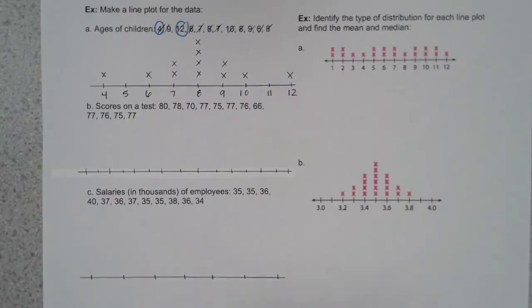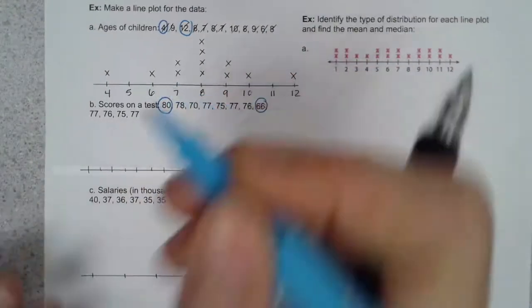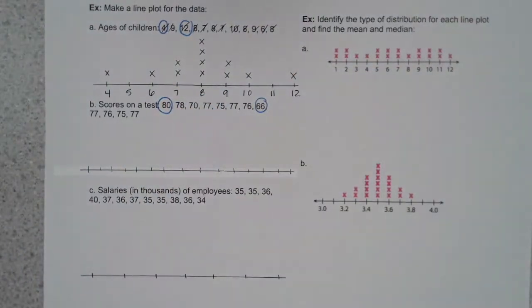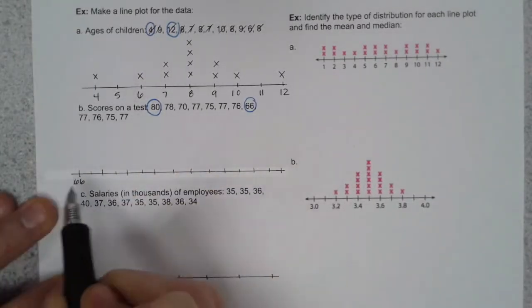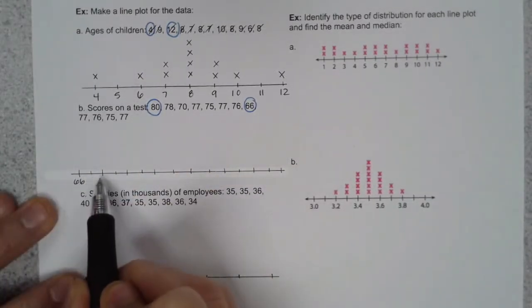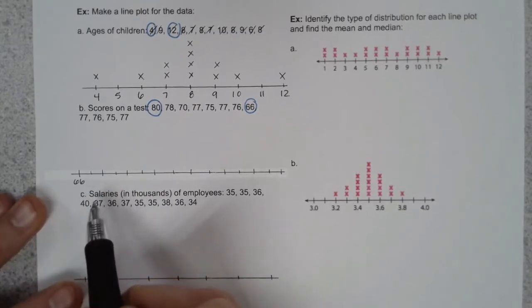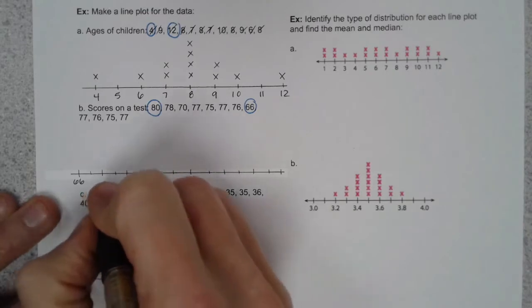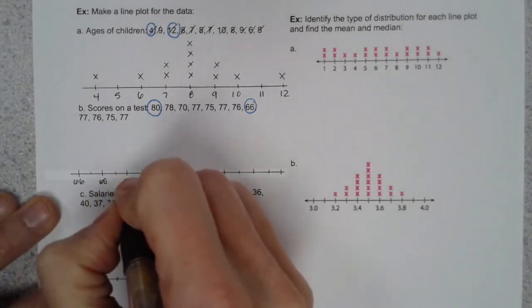So on B, our smallest number in the list is 66 and our largest number in the list is 80. So those are my minimum and my maximum. And so on this one, I'm going to start counting at 66. If I drew the 67 and the 68 and the 69 and the 70 and so on, my numbers might look kind of squished on my paper. So what I'll sometimes do is I'll skip count by 2s, so 68, 70.